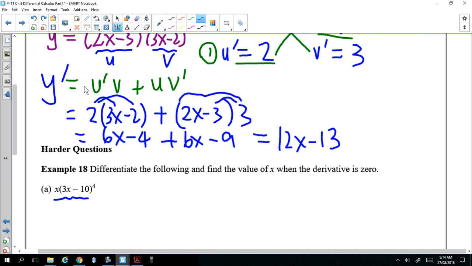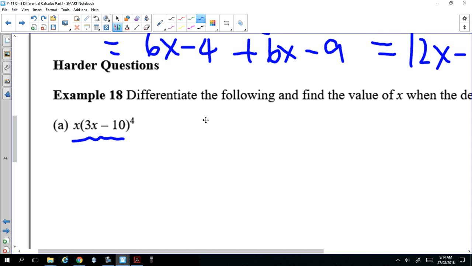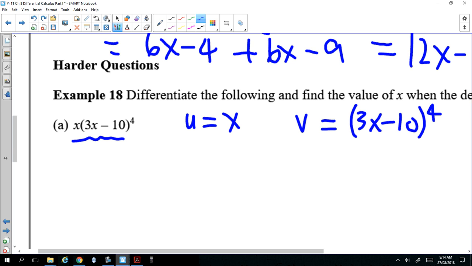All right, let's start. Try the next one. Which one's your u? x, right? So u is x, the first bit. How about the v? 3x minus 10 to the power of 4. This is a slightly harder one, so really pay full attention. Okay, what's to do next? What's u dash?